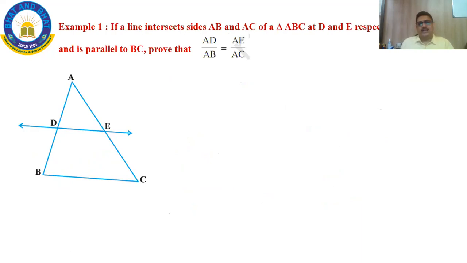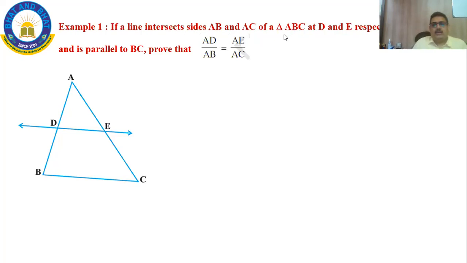If a line intersects sides AB and AC of a triangle ABC at D and E respectively and is parallel to BC, prove that AD by AB is equal to AE by AC. So this is a little modified. This is not very difficult. So what do we have to prove here?